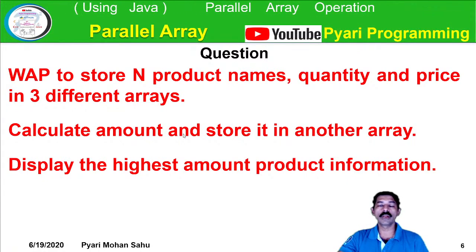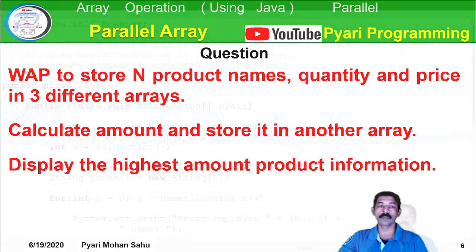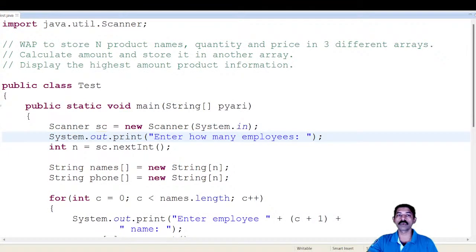So what should I do? Again it is talking about n employees. For you I have given the question, look at over here. Write a program to store n product names, quantity and price in 3 different arrays. Calculate the amount and store it in another array. Then I have to think how many arrays are required. Now it says display the highest amount. Now from where will I get this highest amount? Because I am storing amount only. How can I find out the highest amount? Once I get the highest amount, how can I display the name, quantity and price? I have to show 3 things now.